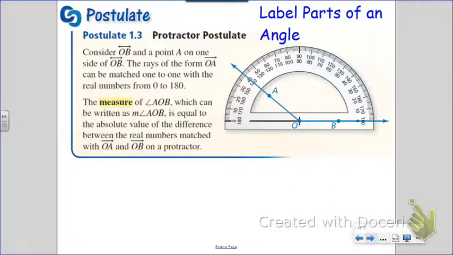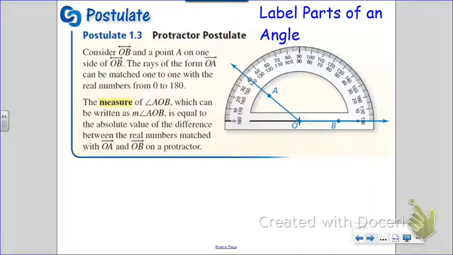The protractor postulate allows us to figure out how to measure an angle. So the measure of an angle, written as m angle AOB in this example, is equal to the absolute value of the difference between the numbers matched with ray OA and ray OB on a protractor.